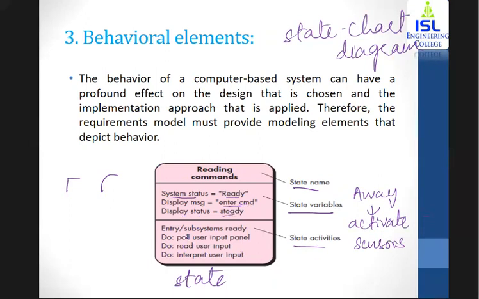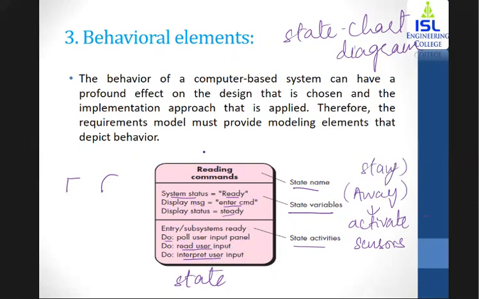Then coming on to the activities, do poll user input panel, you're going to have a read user input panel and interpret user input. These are the different activities that are performed. That is, the user is reading input from this display status message, and you can interpret the input. That is what it means. What does away mean? What does stay mean? That is interpreted by the homeowner.